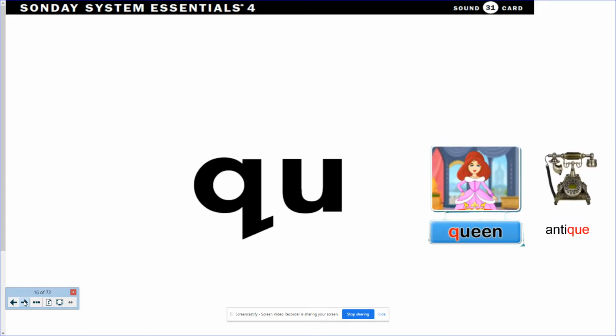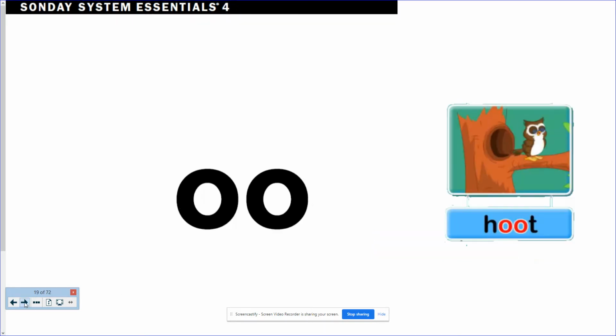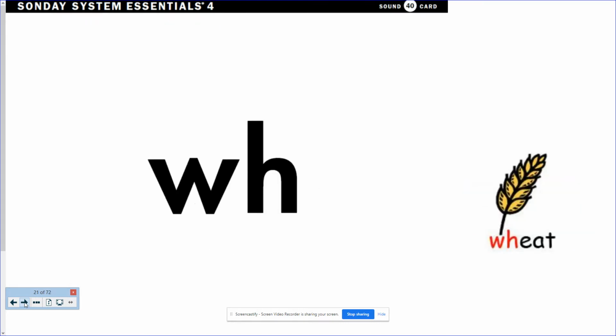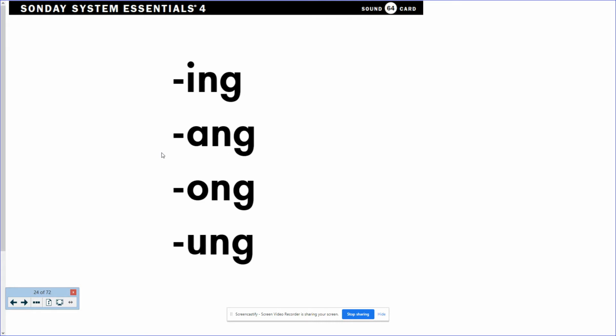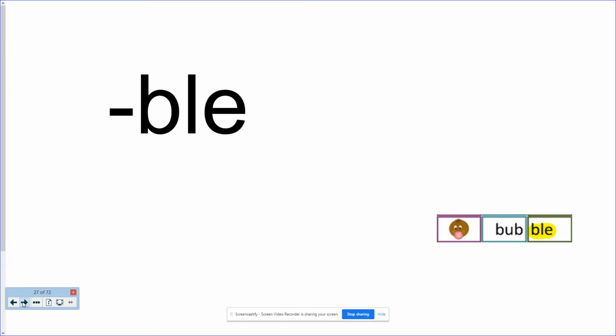Ch, Qua, or like the antique K, Z, R, U, or, W. Bul, Kul, Dul, Ful, Gul, K, Pul, T, Z, Zul. Ing, ang, ung. Ink, ank, unk. Now we're going to spell the sounds.